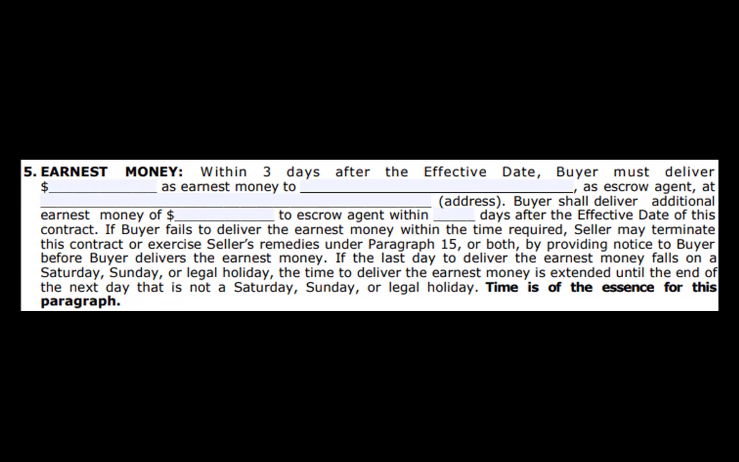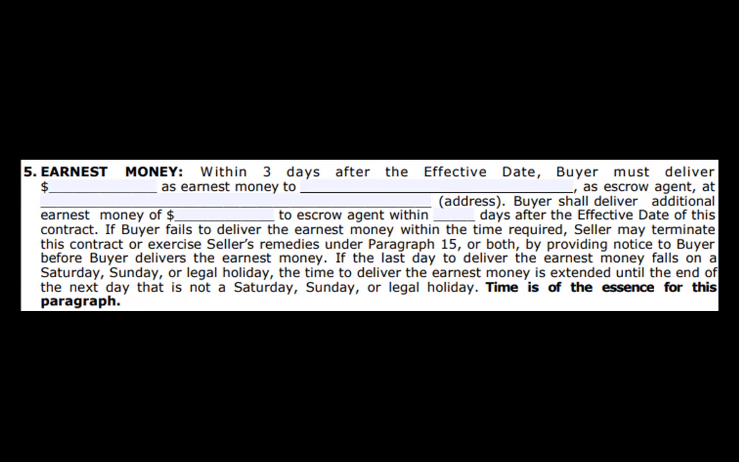But the within 3 days after the effective date, let's break this down for a second. This says 3 days after the effective date. So that means, let's say the contract was executed on Monday, then you would start counting after the effective date. So you'd start counting on Tuesday. So it would be Tuesday, Wednesday, Thursday. Thursday would be the deadline for this earnest money being due. Okay, so that's how you count that.